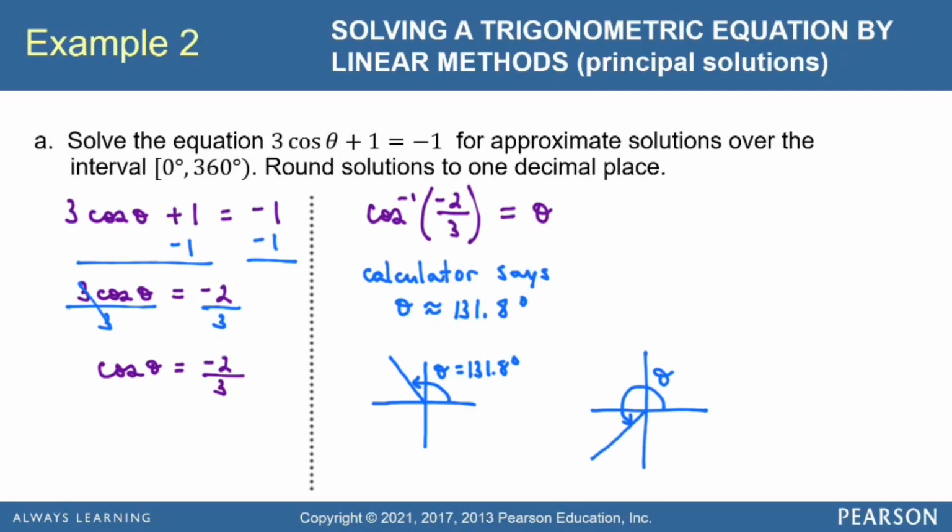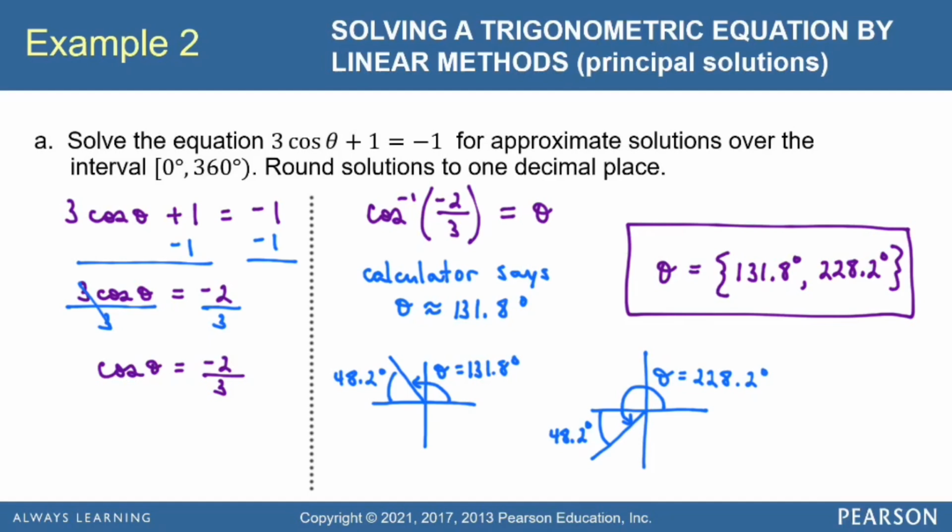So what we're going to do is use the 131.8 to find the reference angle here. This reference angle would be 180 minus 131.8, so that would be 48.2 degrees. And that means that the reference angle on the other solution is also 48.2 degrees. So the quadrant 3 answer is 180 plus 48.2 degrees, and that's 228.2. So for this equation, our two solutions are 131.8 degrees and 228.2 degrees.